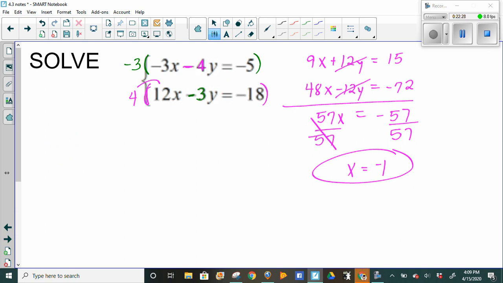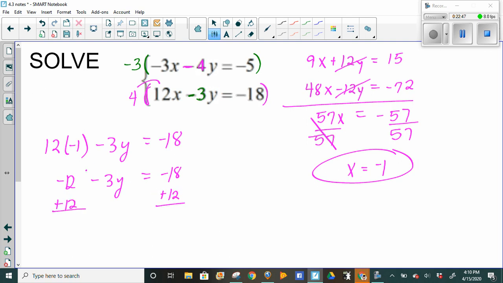And like I said, you can plug it into either equation. I'll plug it into the second one. So 12 times -1 minus 3y equals -18. So see, it doesn't matter which one you plug it into. So we get -12 minus 3y equals -18. So I'm going to add this 12 over here. So -3y equals -6. Divide both sides by -3. I get that y is 2. So my solution is -1, 2.